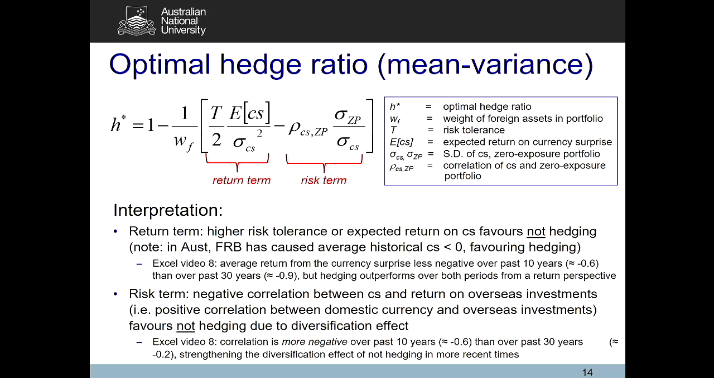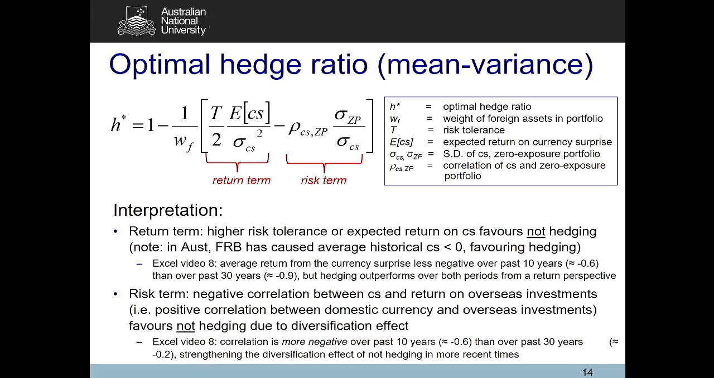So you've got 2 different parts of this. Essentially, to figure out the optimal hedge ratio, which is the proportion that should be hedged of your world equity investment, you've got 1 minus a ratio of 1 divided by the weight of foreign assets in the portfolio, and then this big bracket, which is a return term less a risk term, like any good mean variance equation, right? The more return it adds to the term in the brackets, the more risk it subtracts from the term within the brackets.